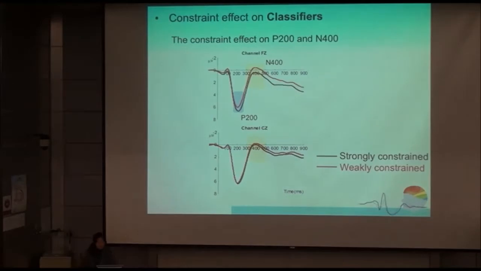And here's the data from college students. First we want to see the constraint effect on the classifier. In this time window, the noun has not appeared yet. But we can see a significant constraint effect on P200 and N400. The weakly constrained classifiers such as 一个 or 一瓶 will elicit greater N400 and also prolonged frontal activity here. That means even though the noun has not appeared yet, they start to think of the possible combinations, and this is the effect shown on the line.